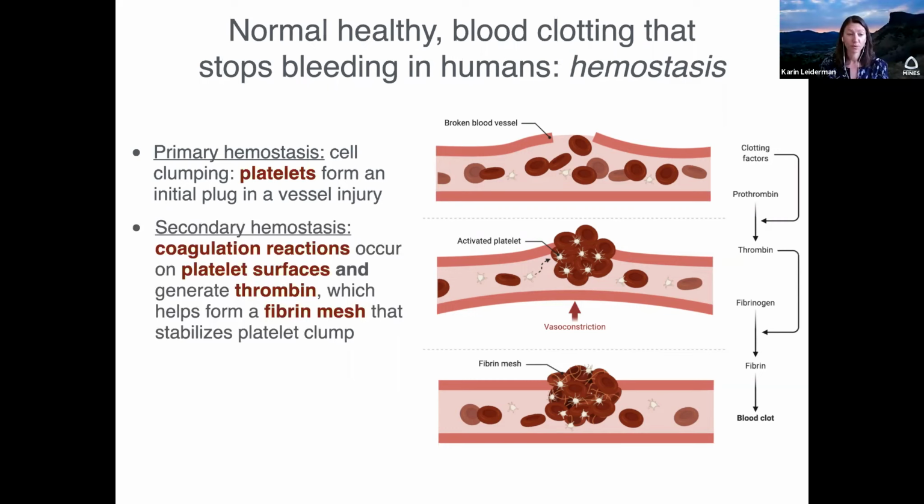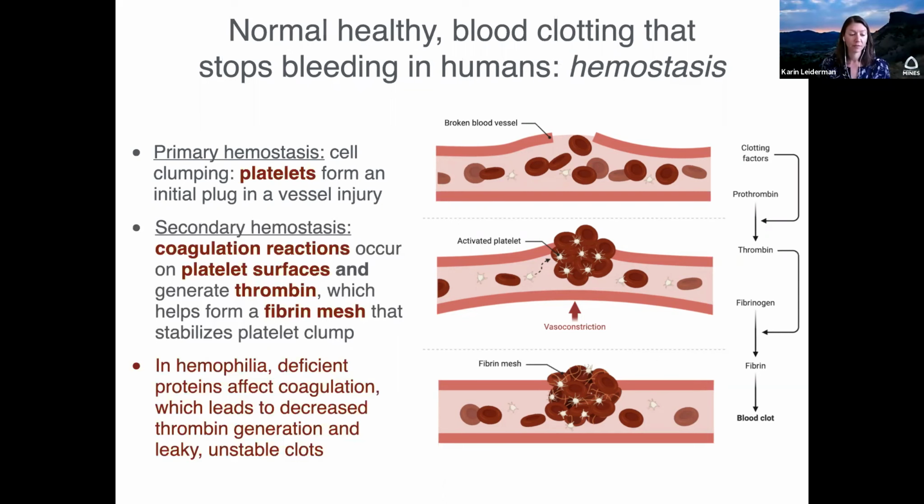Through those reactions, an enzyme, thrombin, is created, and it helps to form a fibrin mesh that then holds that platelet aggregate together. In hemophilia, the deficient clotting proteins affect the coagulation reactions in a way that results in a decreased amount of thrombin being generated, and thus leaky and unstable clots form.